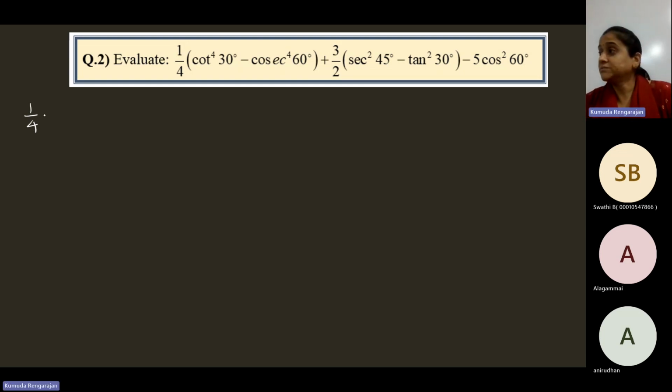Yeah, what is cot 30? You referred or you have memorized? You're still to memorize the table? Memorize, I know. Okay. Has anybody solved completely? What's the answer? 55 by 18. Correct.